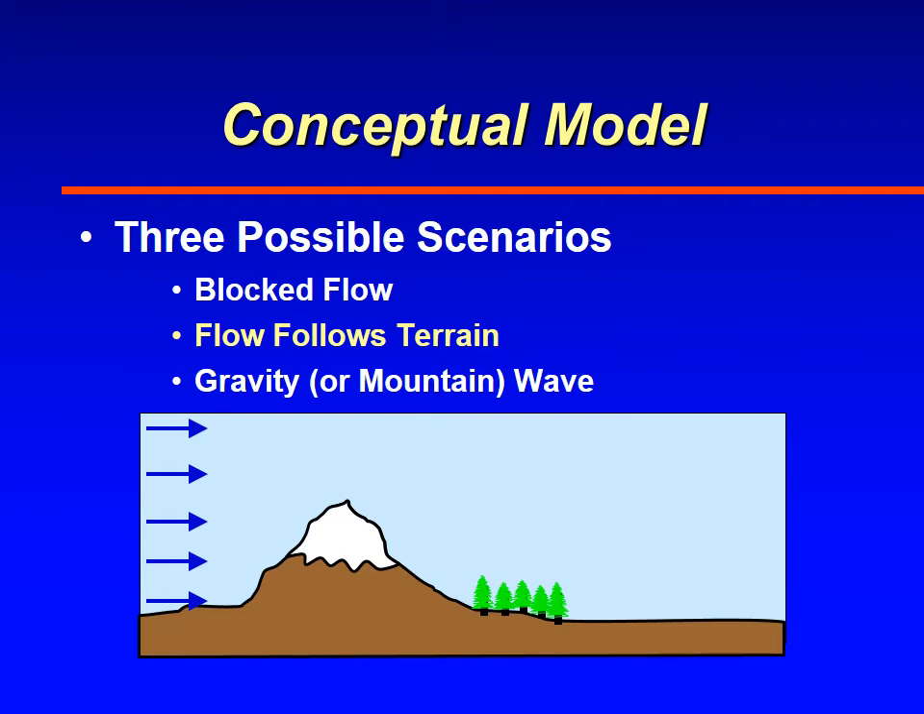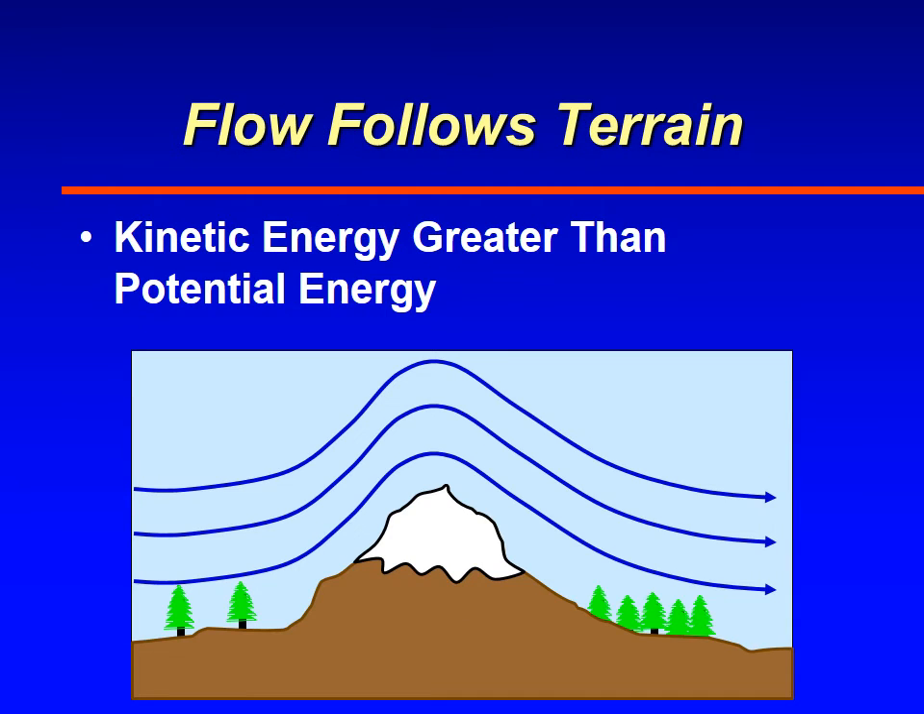Another conceptual model is the flow following the terrain, which means that the wind has great strength. It has lots of kinetic energy, and it has so much kinetic energy that it can overcome the potential energy represented by either the mountain height and or the stability of the atmosphere.